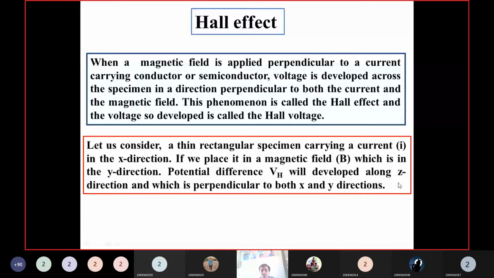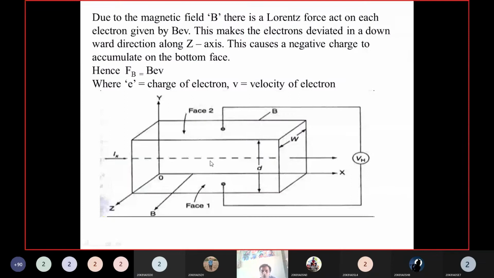Now let us see the diagram. Here is one rectangular specimen. Current is flowing along the x-axis, to the right side of the specimen. Now we are applying the magnetic field outward from the screen. Now, in which direction will the potential be developed?